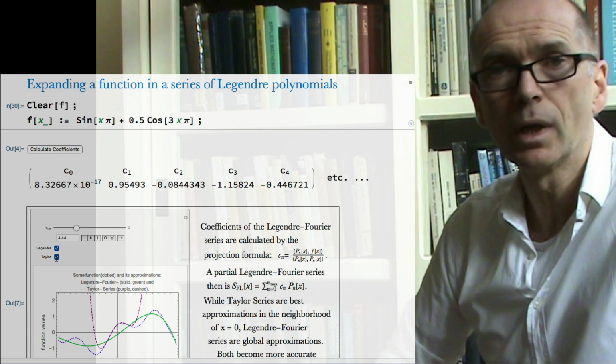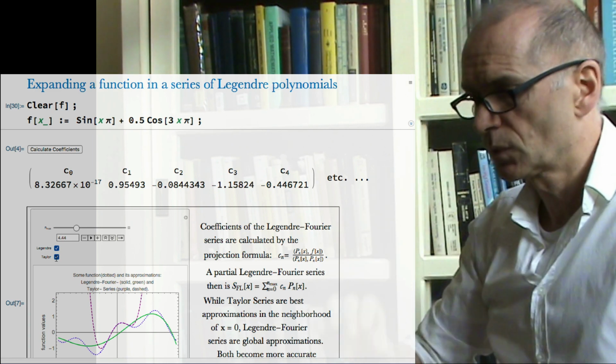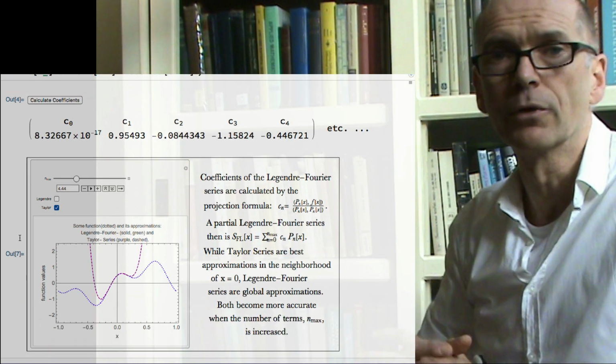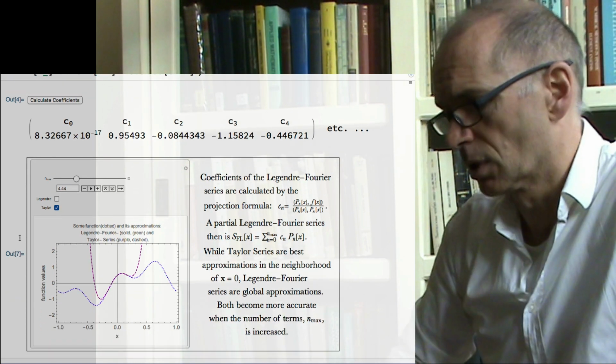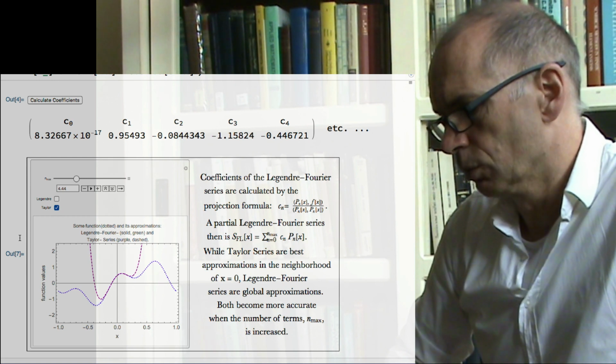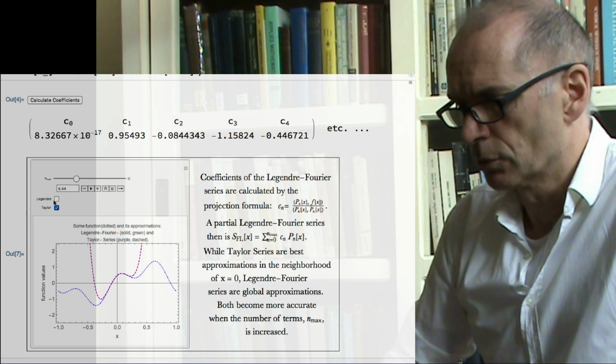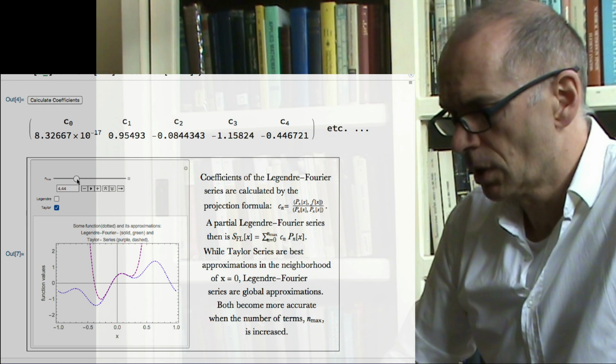Well, here's the Taylor series. Let's make the plot simpler by having only the Taylor series and the original function. So the original function is still the blue dotted one, and now we have a Taylor series of 4 terms. And let's see how that works.